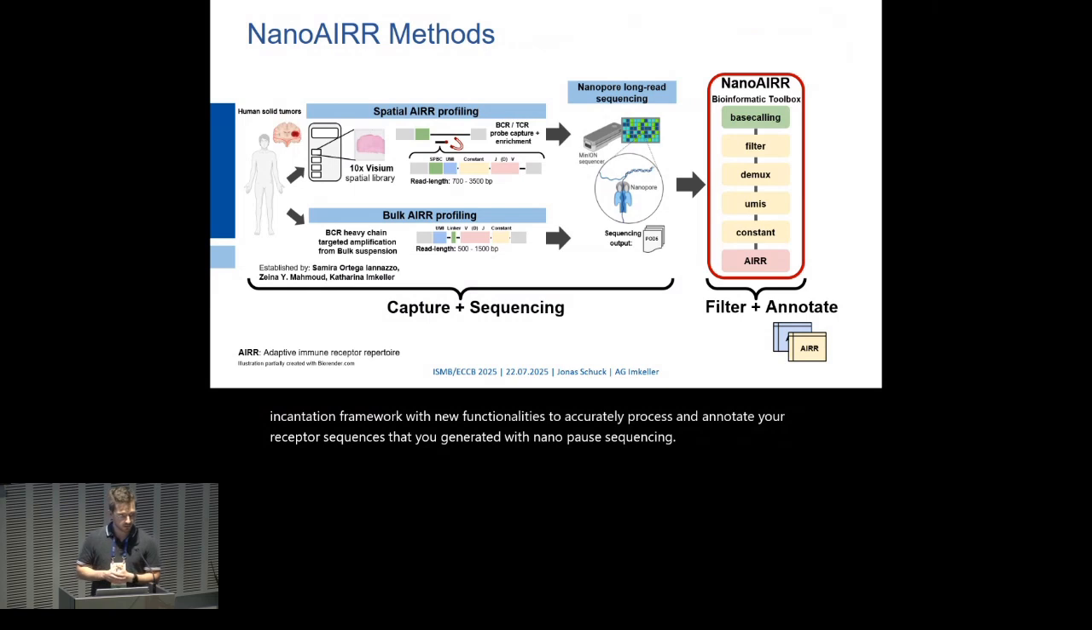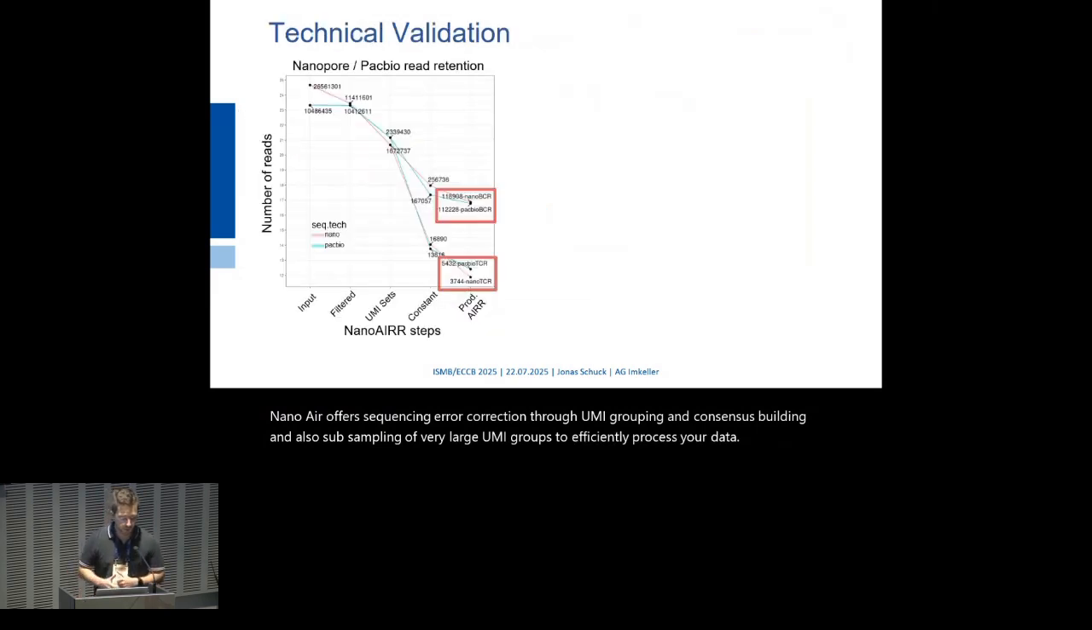NanoAIRR offers sequencing error correction through UMI grouping and consensus building, and also subsampling of very large UMI groups to efficiently process your data. Let me show you how well it works.